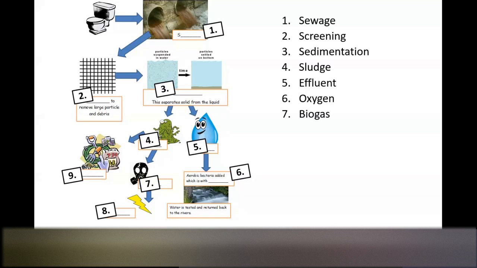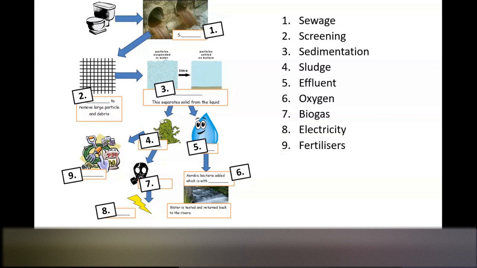Okay, so good. People are saying biogas for 7, electricity for 8, but people are saying agriculture for 9. What specifically in agriculture do we use the sludge for? Excellent, well done. Fertilizers, okay, fertilizers. We use it in fertilizers.